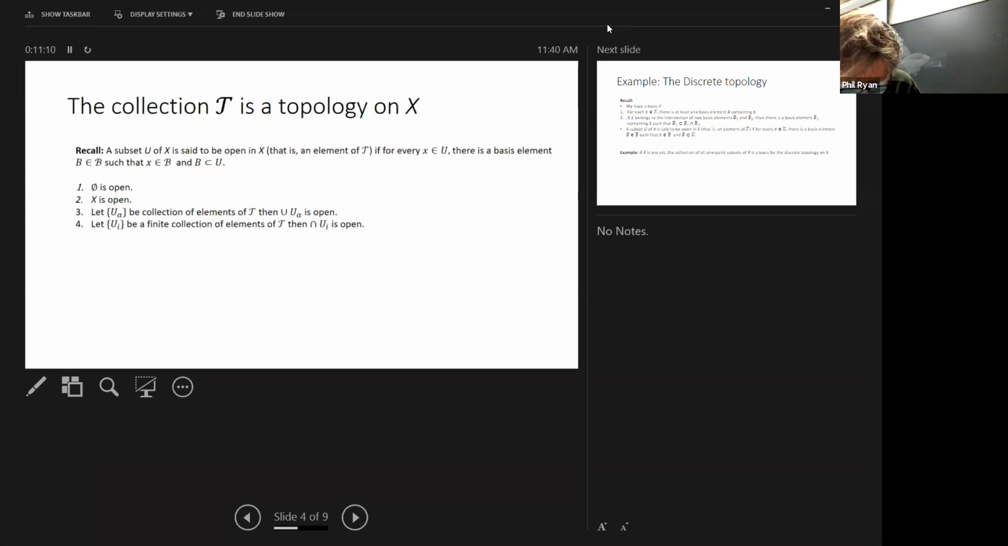So where am I up to? Okay, what we've got to do is show that arbitrary unions of elements of T lie in T. So arbitrary unions of open sets are open. Okay, so let's start off with that.